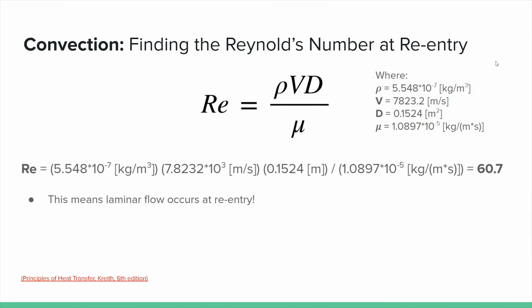Next up, we're going to find our heat transfer rate for convection. But before we do that, we have to find our Reynolds number at reentry. This is the equation for Reynolds number, where rho is equal to density, v is equal to velocity, d is equal to length, and mu is equal to dynamic viscosity. The Reynolds number at reentry is 60.7, which is well below the threshold of 2300 for laminar flow. This means the laminar flow occurs at reentry.